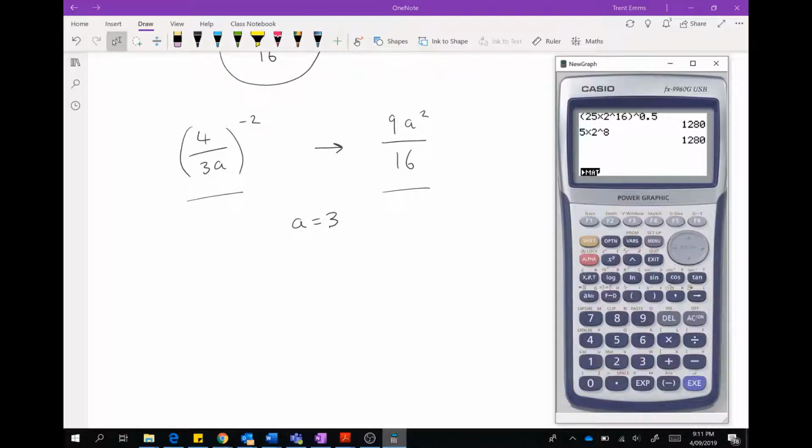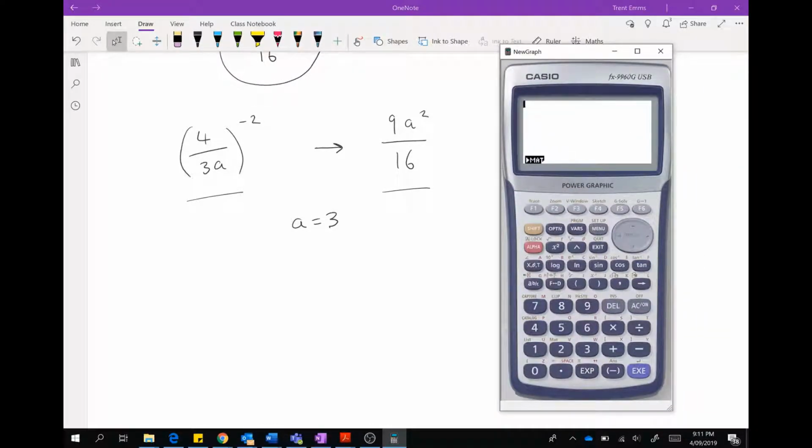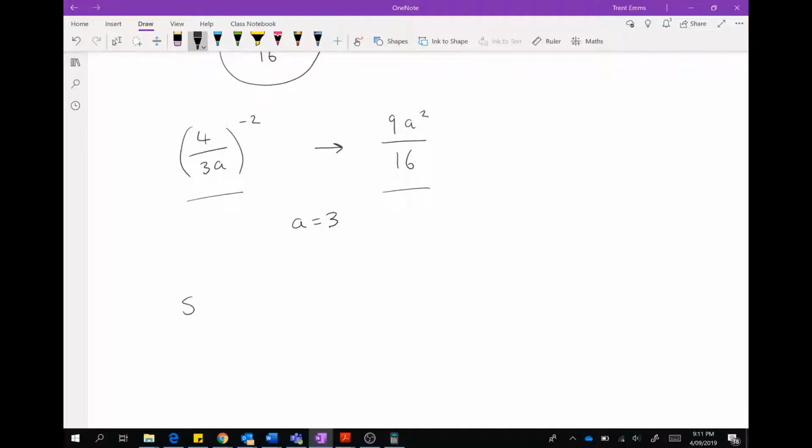Pulling up the calculator, let's try the left hand one first. So I'm going to put a as 3, 4 divided by 3a, so 3 times, and we're going to make a 3. And all of this is to the power of negative 2. And I get the answer 5.0625 out.